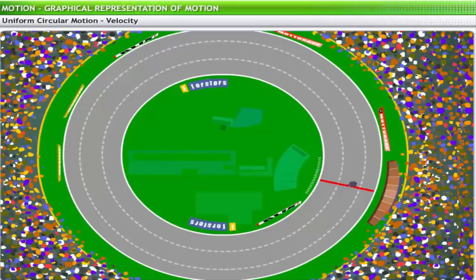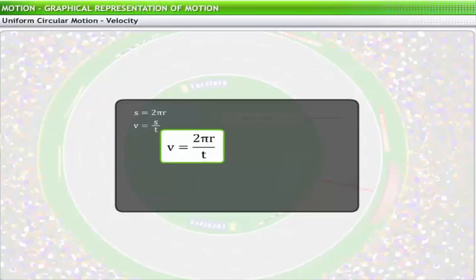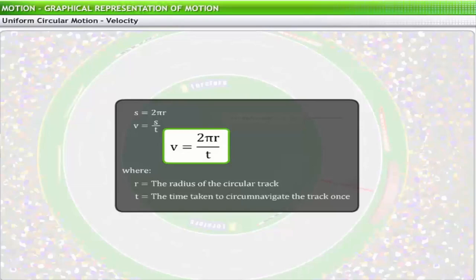How would you calculate the velocity or the distance covered during uniform circular motion? Let's analyze the example of an athlete who is running along a circular track. The distance covered by the athlete at the end of one lap is equal to the circumference of the track. S is equal to 2 pi r. The speed of an object is the ratio of displacement to time. Hence, the speed of an object in uniform circular motion is v is equal to 2 pi r divided by t, where r is the radius of the circular track and t is the time taken to circumnavigate the track once. Thus, you can use this formula to determine the speed of an object in a uniform circular motion.